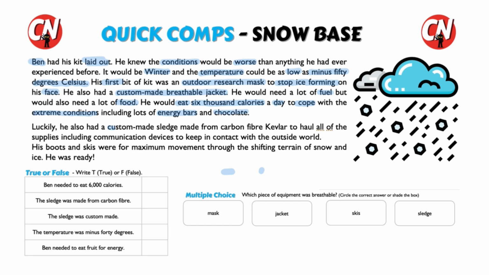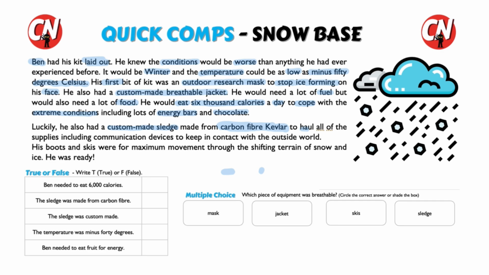Luckily, he also had a custom-made sledge made from carbon fiber Kevlar. No idea what that is, but I'm going to highlight it. How often does it say in a text, carbon fiber Kevlar? Never. Well, it says it once here. So if we get a question about carbon fiber and Kevlar, fantastic, because I know where that word is and I can get there very, very quickly.